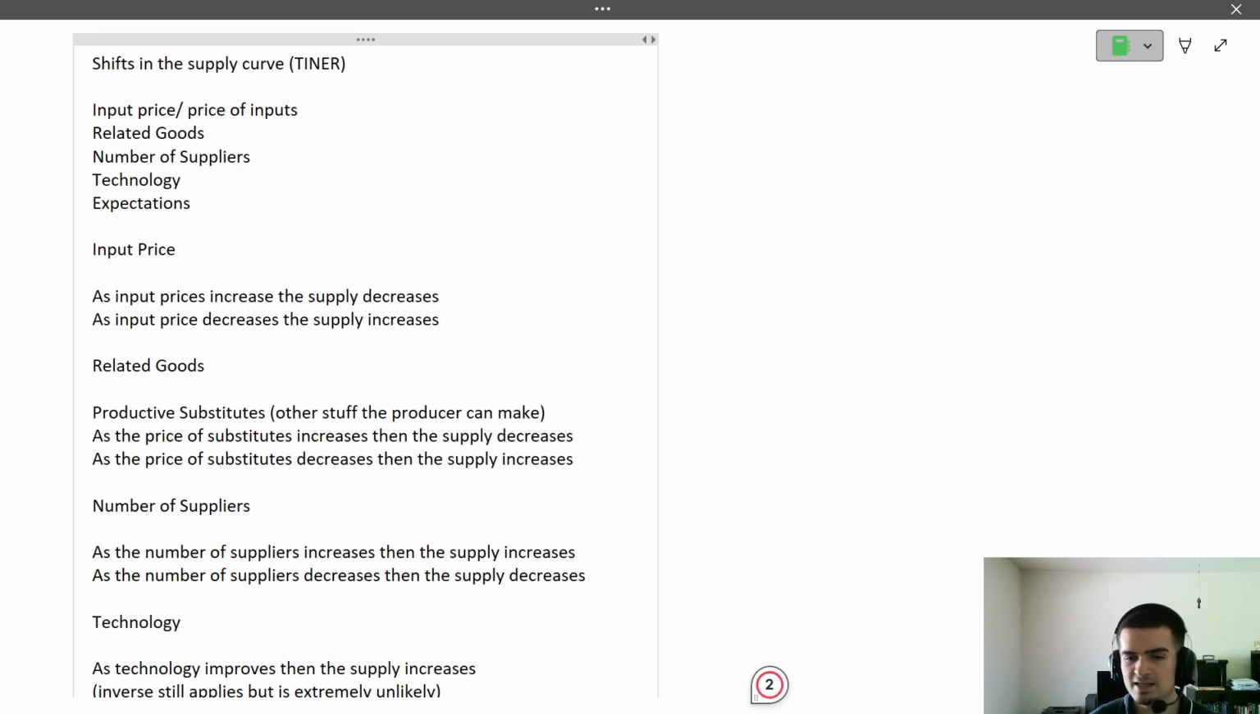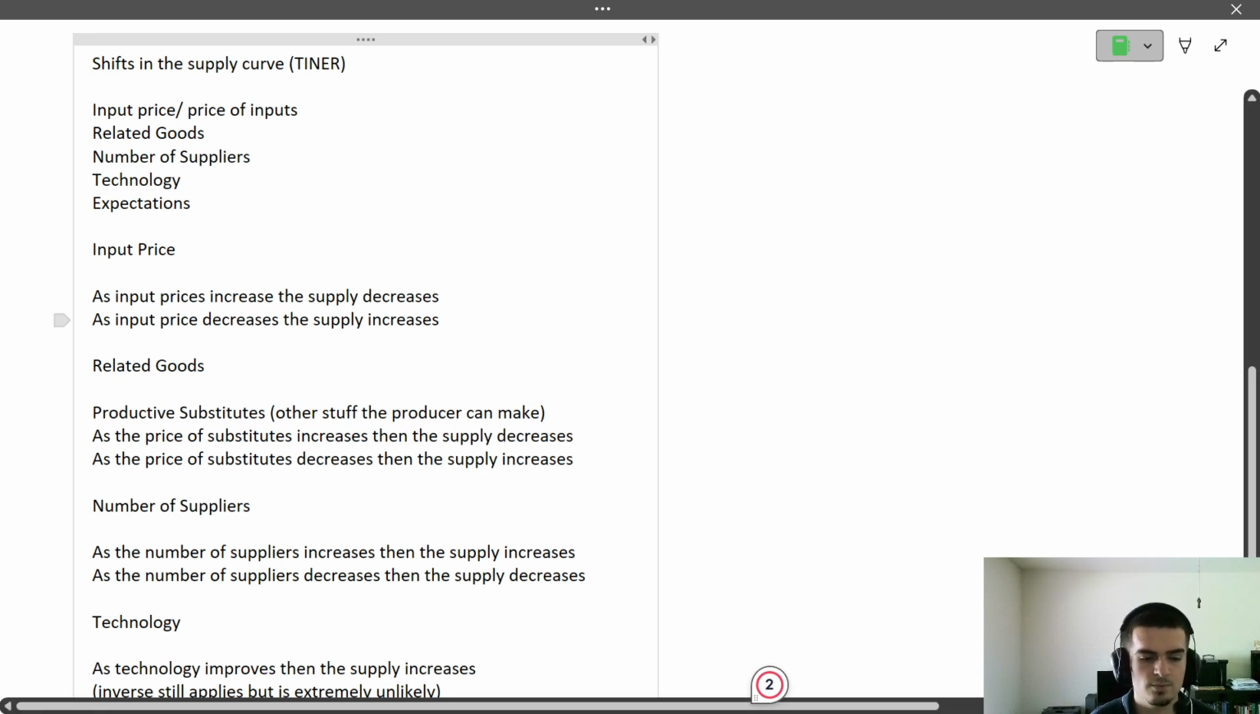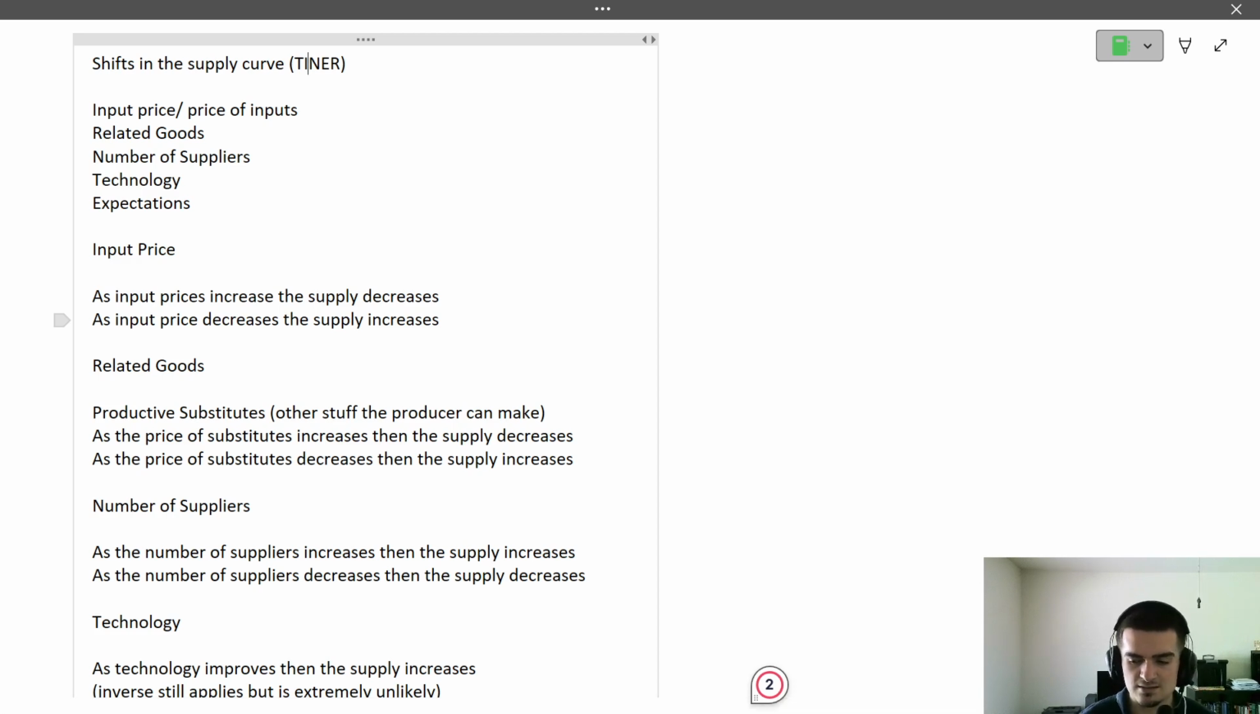Let's say you're making tires, and rubber becomes more expensive. Then you're going to decrease your production of tires because it's not as profitable to make more tires, since it's now more expensive to make them. So you're going to cut down supply. But as input prices decrease, the supply increases. If that rubber became cheaper, then maybe you can afford to make tires at margins that used to be unprofitable before, and now make a profit.